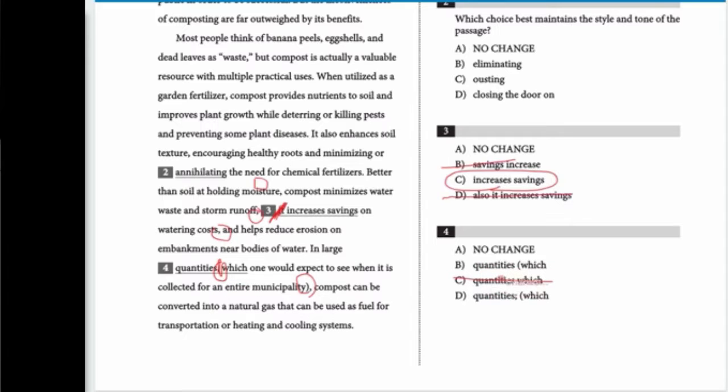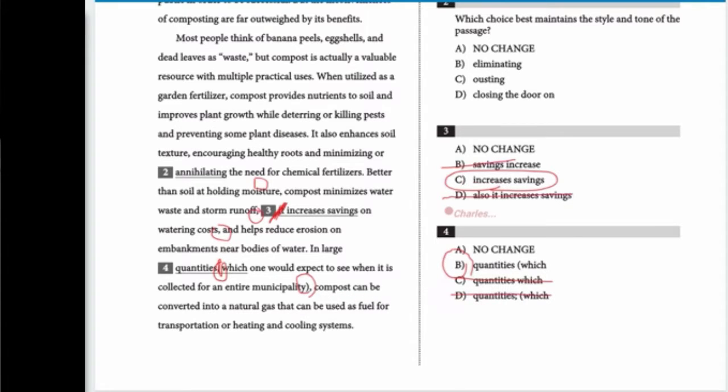B and D have parentheses. Would it be quantities semicolon which? No, semicolons have to combine independent clauses. So if I have the parentheses in which, it's no longer an independent clause. It can't stand alone as a sentence, it's a fragment. So B is correct. There's just quantities, opening parenthesis, the parenthetical statement, and then the closing parenthesis, comma, and then going into the main clause.